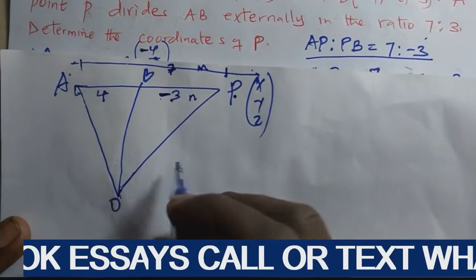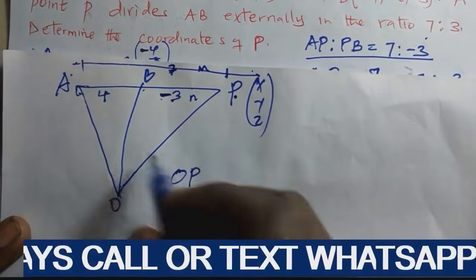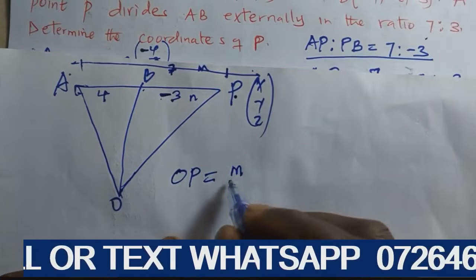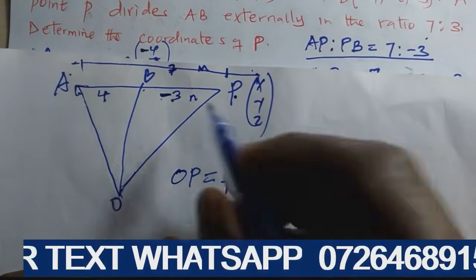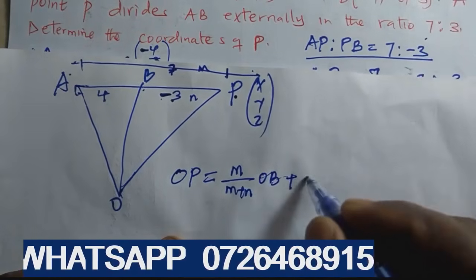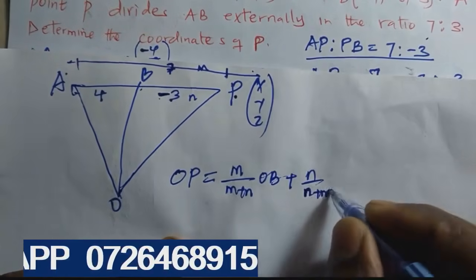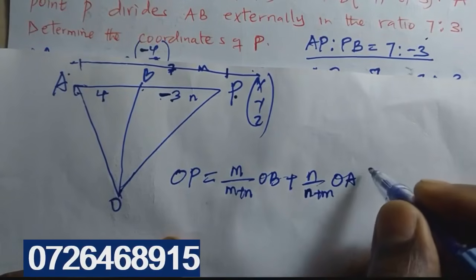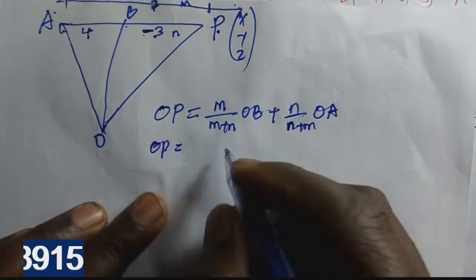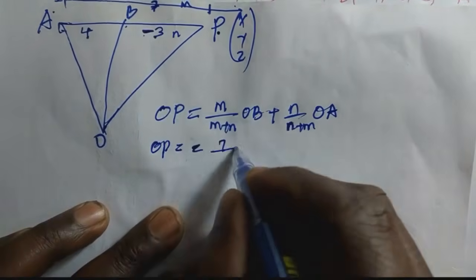So we are going to use the ratio theorem directly to get OP in terms of B. OP will be m over m plus n OB plus n over n plus m OA. So OP, which is XYZ, is equal to m is 7 over total, which is 4.